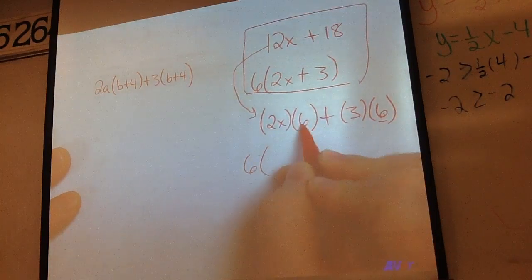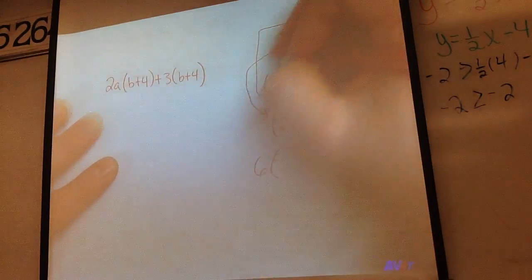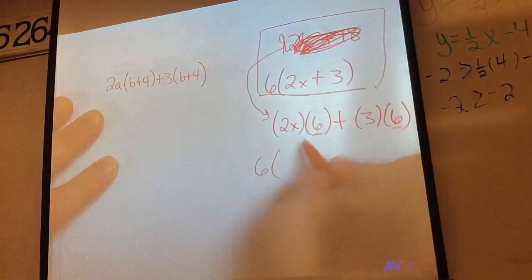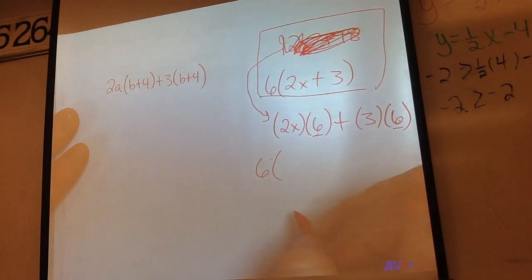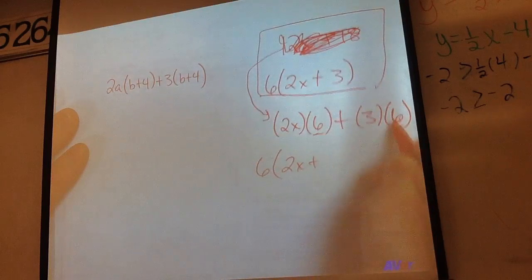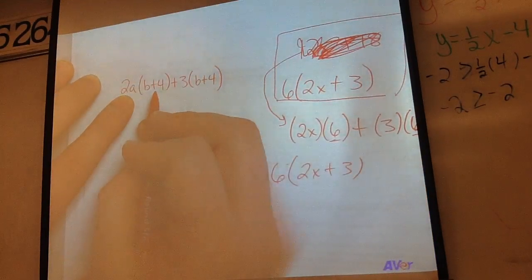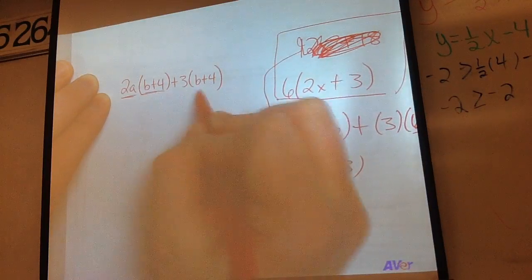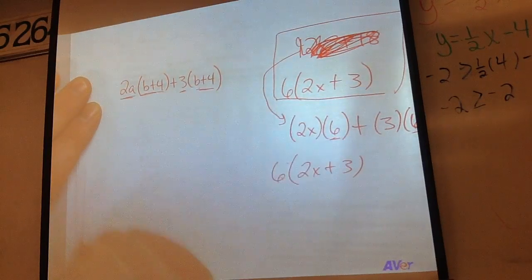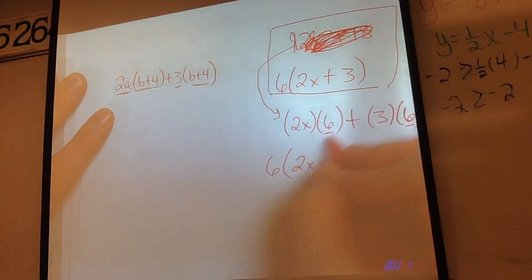6 times what gives me 6 times 2x? Don't think of 12, just ignore this. 6 times what gives me this? 2x. Plus 6 times what gives me this? 3. Do you see how that's the exact same as here? I have this times this and this times this. They have b plus 4 in common. I could even break it here. Let me go a step further.